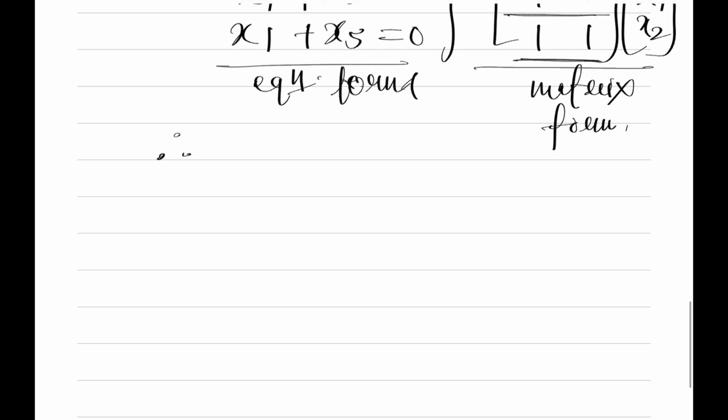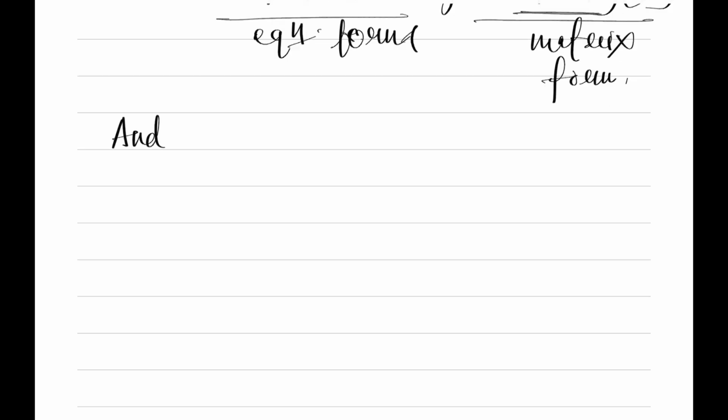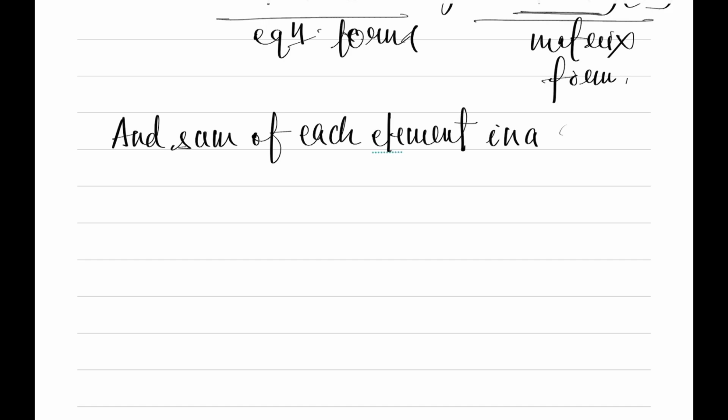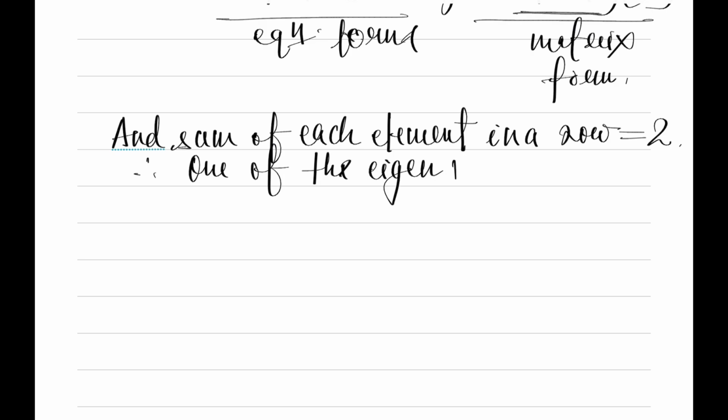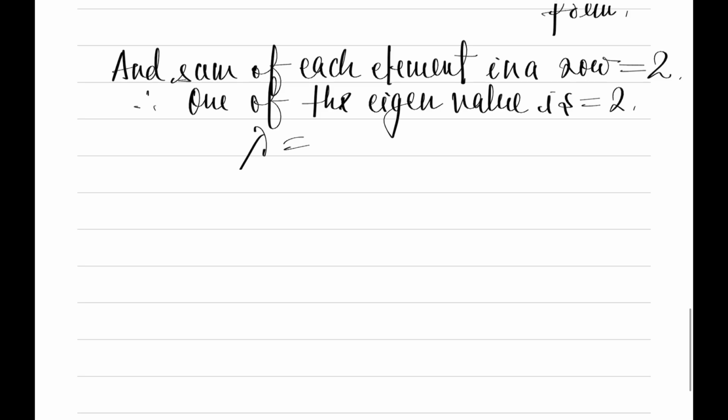Therefore, the sum of each element in a row is equal to 2. Therefore, one of the eigenvalues is 2. Therefore, lambda will be 0 and 2.